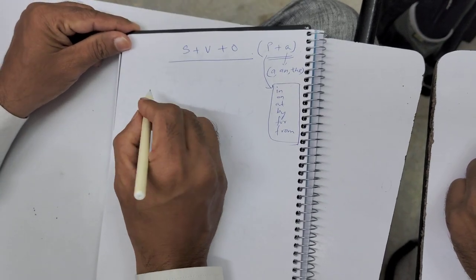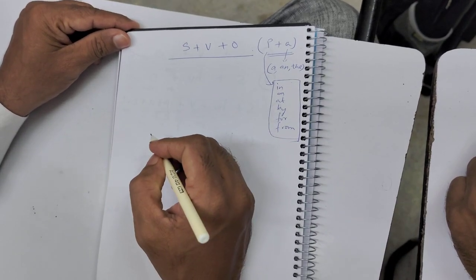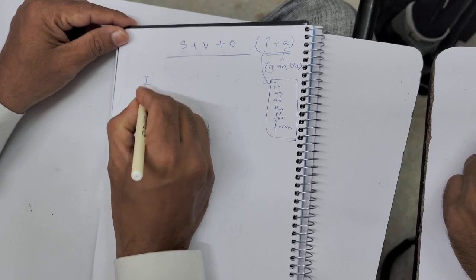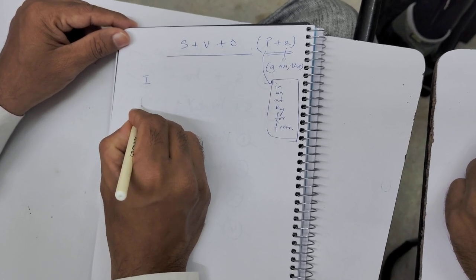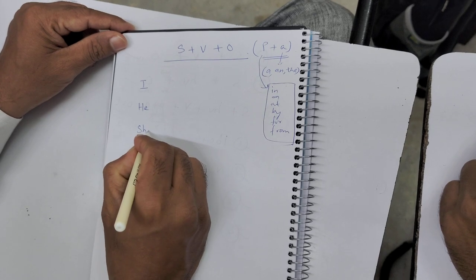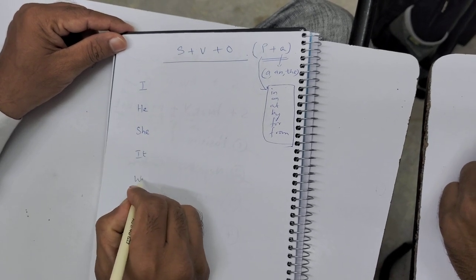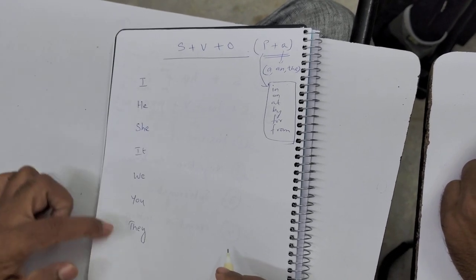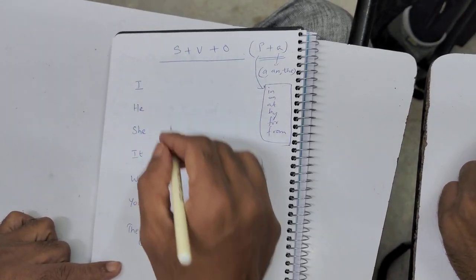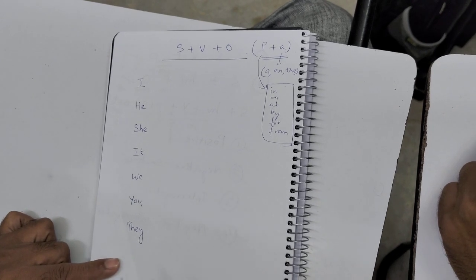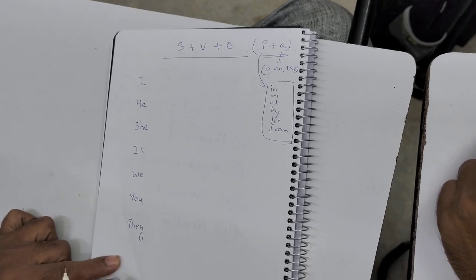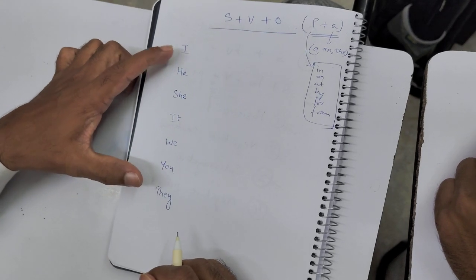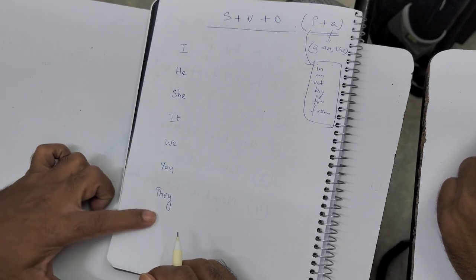Now let me explain how to make sentences. Can you tell me an example of subjects, please? For example, I. As discussed, we have singular subjects: I, he, she, it, we, you, they. Mostly we use these seven subjects along with the main verb. This, that, these, those will come with the helping verbs: this is, that is, these are, those are.